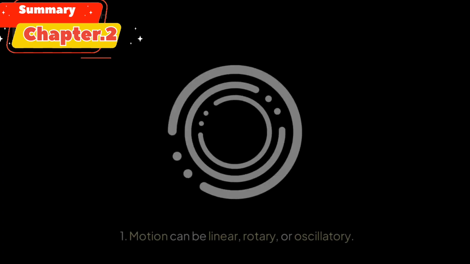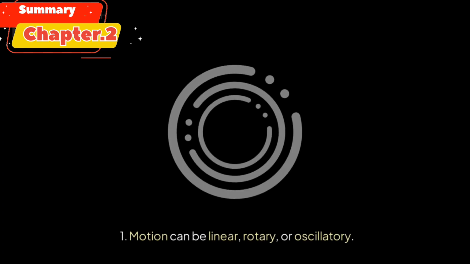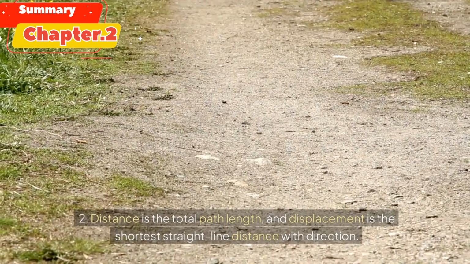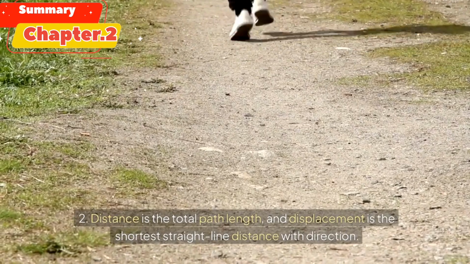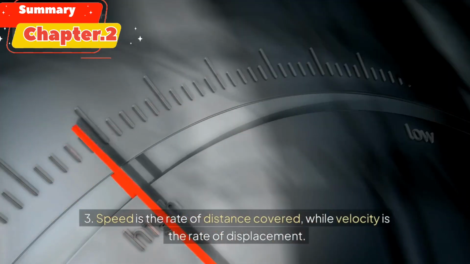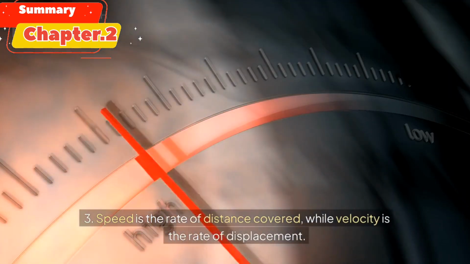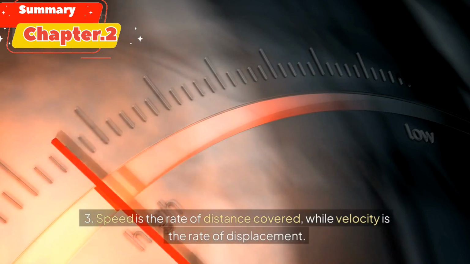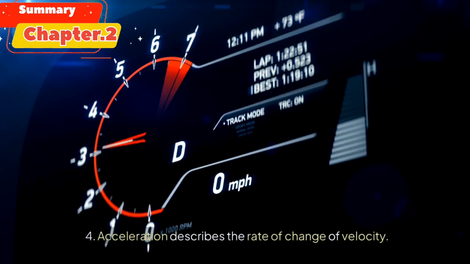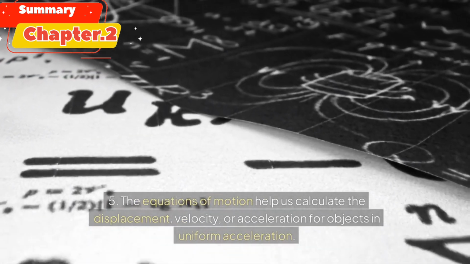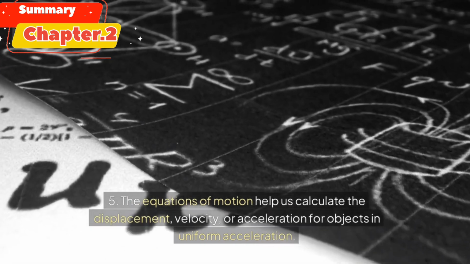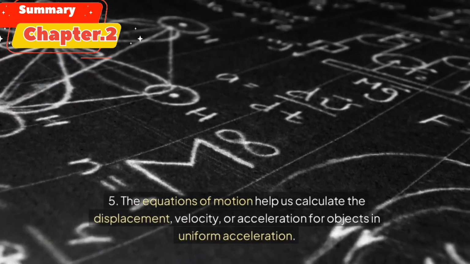Summary. 1. Motion can be linear, rotary, or oscillatory. 2. Distance is the total path length, and displacement is the shortest straight line distance with direction. 3. Speed is the rate of distance covered, while velocity is the rate of displacement. 4. Acceleration describes the rate of change of velocity. 5. The equations of motion help us calculate the displacement, velocity, or acceleration for objects in uniform acceleration.